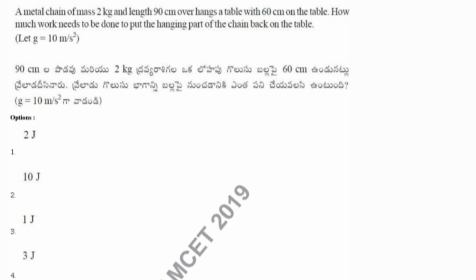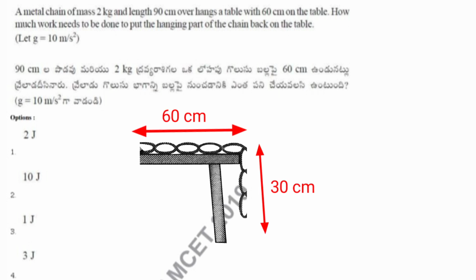This question here says that there is a chain of length 90 centimeters, of which 60 centimeters is lying on the table and is hanging over the edge of the table. So we are asked to find the work needed to be done in order to put the hanging part back onto the table. The main purpose of me picking this question is to explain to you the concept of center of mass and to tell you guys to use center of mass wherever possible.